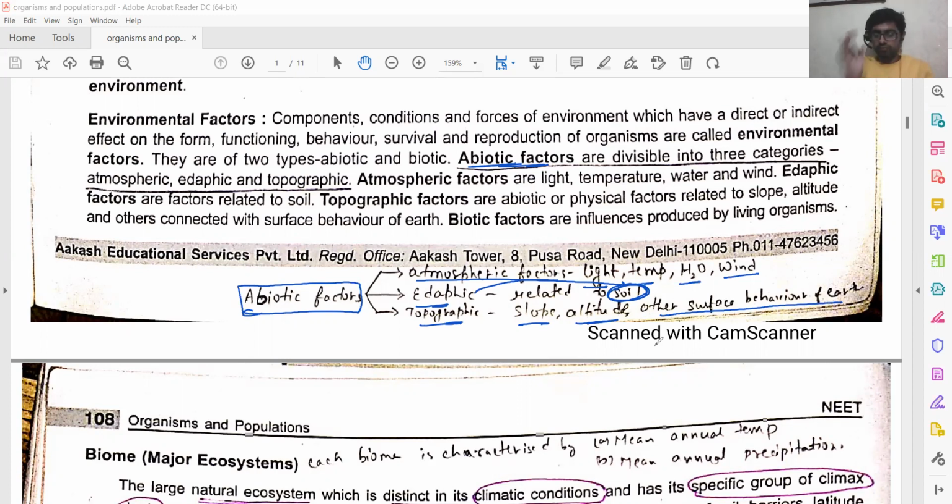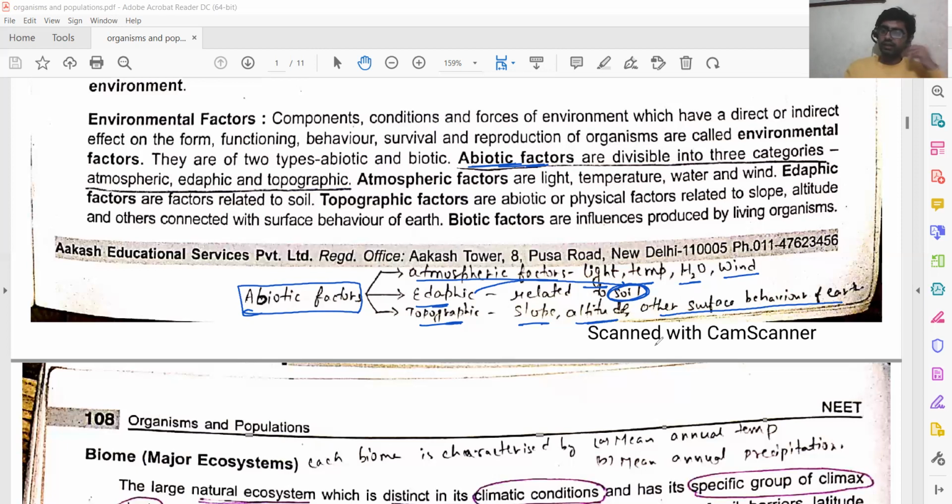So abiotic factor, wait a minute, let me start from the beginning. Environmental factors include abiotic factors. Abiotic factor means non-living factor which are subdivided into three parts. First is atmospheric factor, which include light, temperature, water, and wind. Means how light affects the organisms, how temperature affects the organism, how water affects the organism, and how wind affects the organism. The second is edaphic factor, that is related to soil, and the third one is topographic factor, which is slope, altitude, and any other surface behavior of the earth. Okay, so these all are abiotic factors.